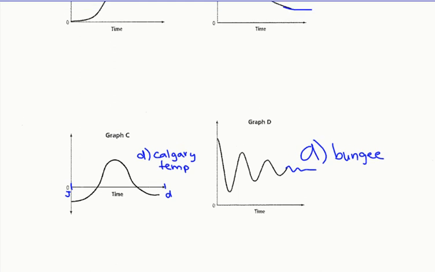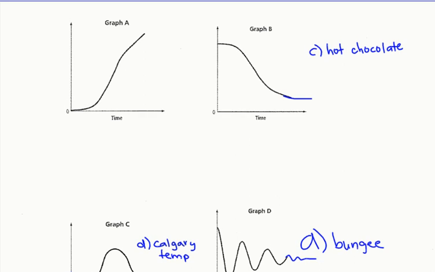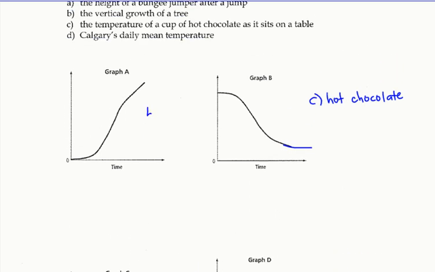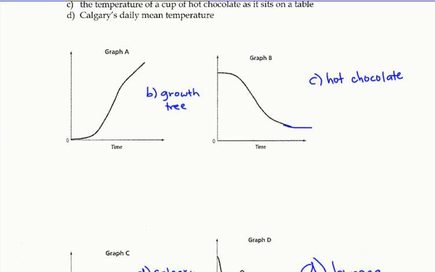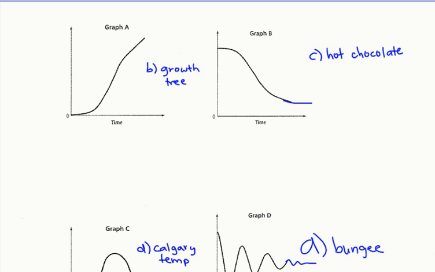And last but not least, we have A, C, and D covered. That leaves B for growth of a tree. Growth of a tree. So, yeah, it's growing. It's moving up.